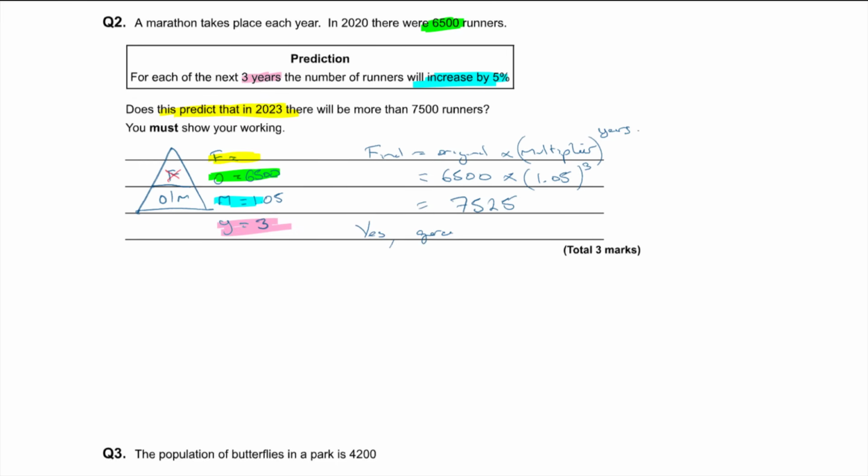greater than 7,500. Don't forget to answer the question. So the question was, does the prediction predict it's over 7,500? Not just find the answer. Okay, so you need to answer the question.